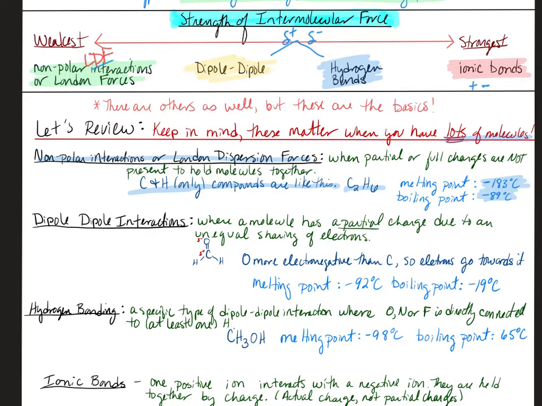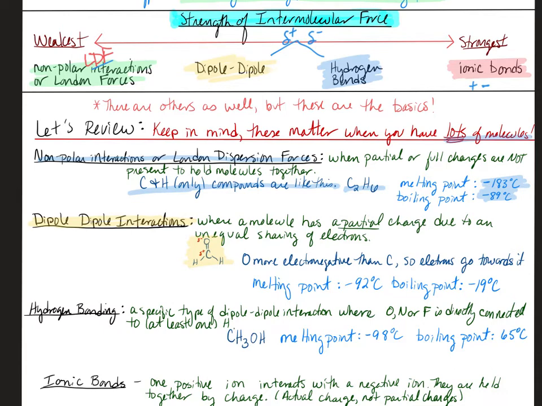Next, we have dipole-dipole interactions. This type of molecule that you see right here has a dipole, in that we have a partial positive area and a partial negative area. What causes that to happen is that oxygen is more electronegative and starts to pull electrons towards itself. And so you get a partial negative charge at oxygen and a partial positive charge around carbon.